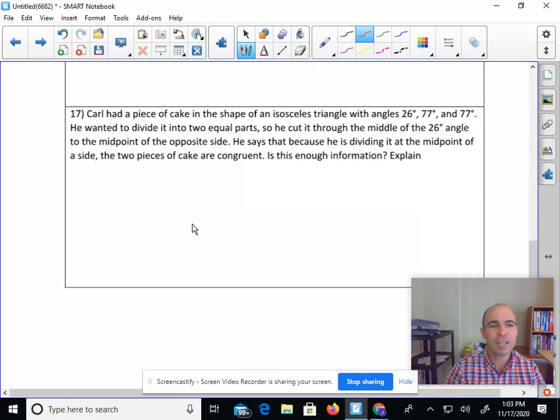Okay, number 17. Carl, a piece of cake of the shape. Oh my goodness, you got to draw the diagram here. An isosceles triangle with those measurements. He wanted to divide it into 2 equal parts. So we cut through the middle of the 26-degree angle to the midpoint of the opposite side. He says that because he's dividing it at the midpoint of a side, the 2 pieces of cake are congruent. Is that enough information? Can Carl say this? Has he proven they are congruent?